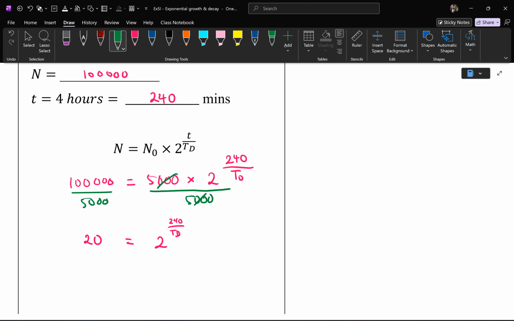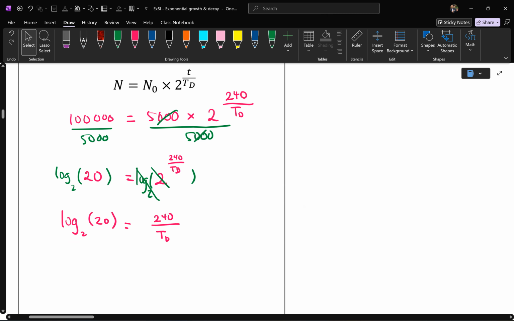Log base 2, very good. So opposite of exponential is log, and since that's the base 2, you do log base 2 on the left, log base 2 of the right. Log base 2 and 2 will cancel out their inverses, and you end up with 240 over TD is equal to log base 2 of 20. All right, our goal is to find TD. Vibha, what do I do now?